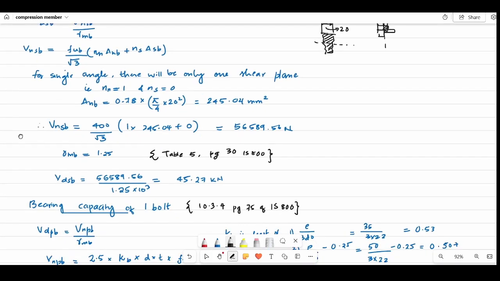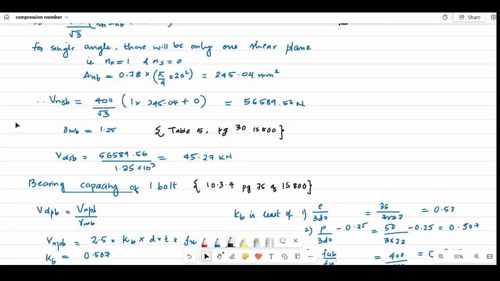So we have to divide by the factor of safety for the bolt. As we can see in Table 5 on page 30 of IS 800, the gamma_mb value for all bearing type bolts is 1.25. Substituting this value, and also dividing by 1000, or 10 raised to 3, to obtain the value in kilonewtons, I am getting the design shear capacity of a single bolt as 45.27.